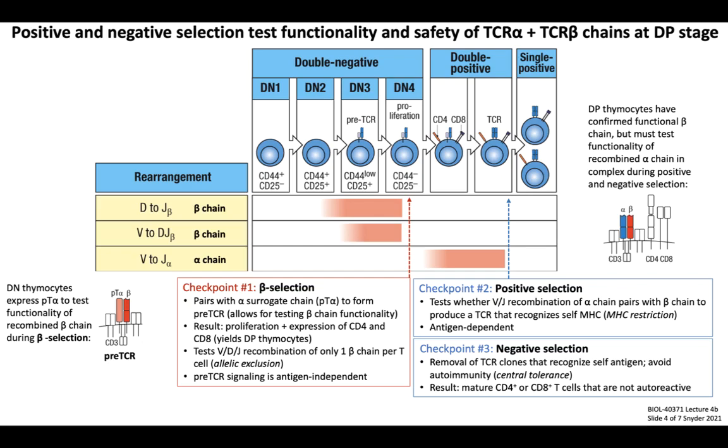This testing includes checkpoint number 2, which is positive selection. Positive selection tests the functionality of the candidate TCR, and it does this by determining whether the VJ recombination at the alpha chain created a protein that, when complexed with the beta chain, can recognize self-MHC. Again, positive selection ensures MHC restriction, and because it requires binding of the candidate TCR to self-peptide presented by MHC, this is an antigen-dependent process.